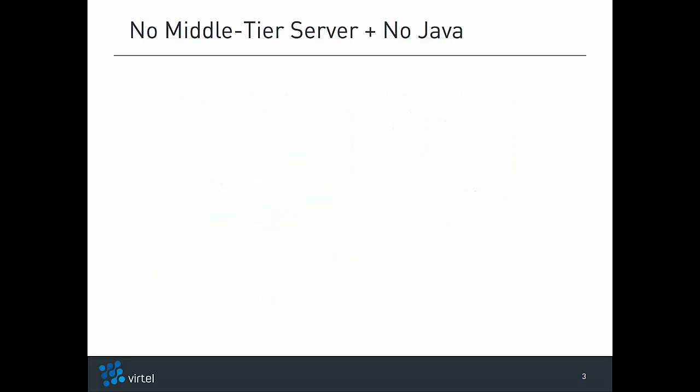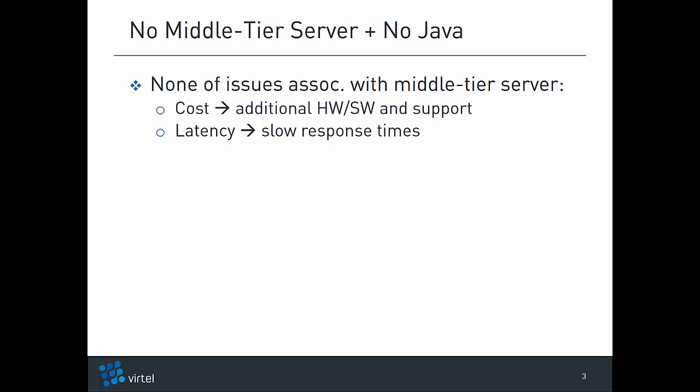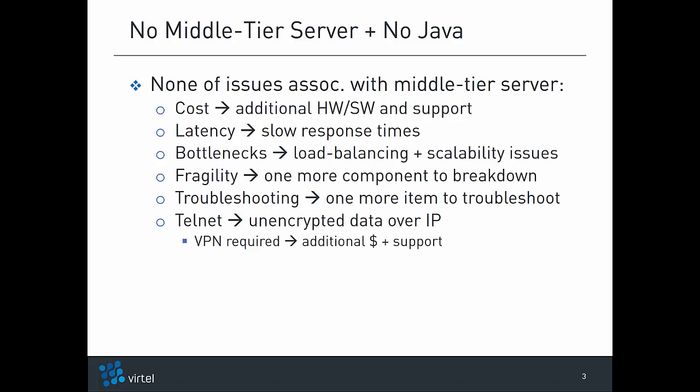Unlike traditional 3270 terminal emulators, Virtel Web Access doesn't use middle-tier servers or Java components. It eliminates the issues typically associated with middle-tier servers, namely, additional hardware, software, and support costs, additional latency, which can lead to slow response times, a potential for bottlenecks, load balancing, and scalability issues, additional complexity and fragility, additional components to troubleshoot when something goes wrong, and the usage of Telnet, which sends unencrypted data over IP connections, hence requiring the use of a VPN, which comes with additional cost and support requirements.